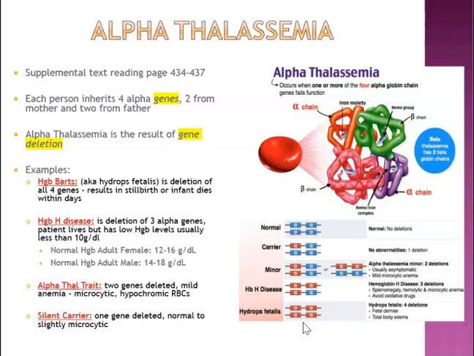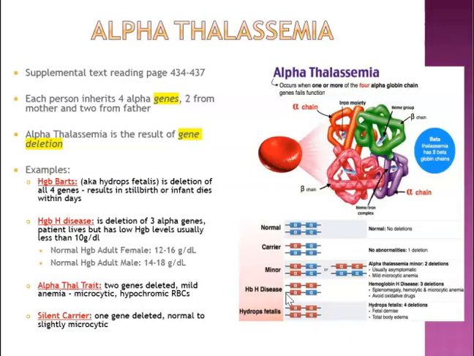Hemoglobin H disease is the deletion of 3 alpha genes. The patient lives with low hemoglobin levels, usually less than 10 grams per deciliter. Normal hemoglobin for an adult female is somewhere between 12 and 16, and a normal male hemoglobin is between 14 and 18. So again, this is 3. So you'll see here on the chart, representing in red, you have 3 of your alpha genes deleted. Some other symptoms might be splenomegaly. That means an enlarged spleen.